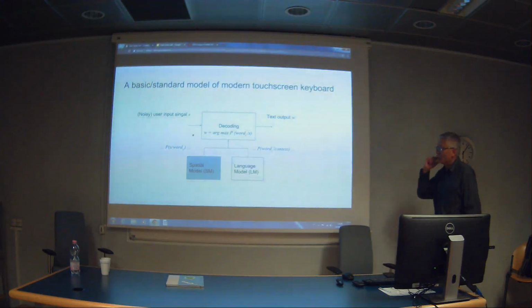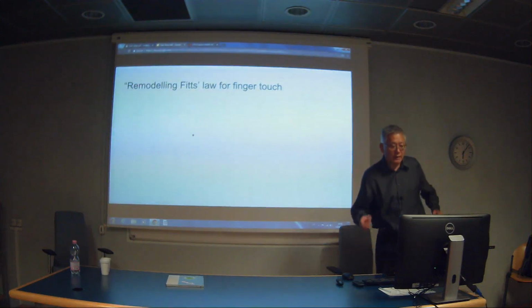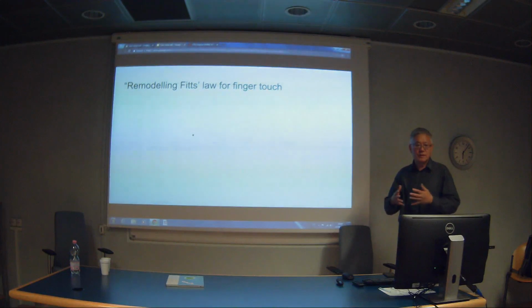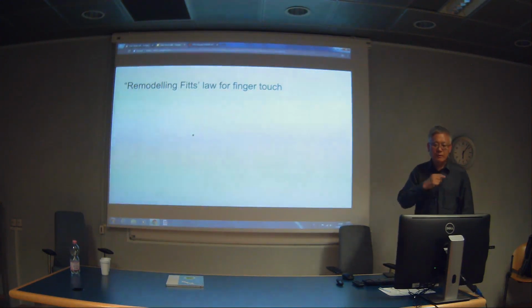Then the question is, what are these components? How do we best construct these component models? So first, let's start with the spatial model. Again, this goes back to the science or knowledge on the human side, that is, how humans move their fingers and hand given a target word. And the simple thing is, once again, going back to Fitts' law.